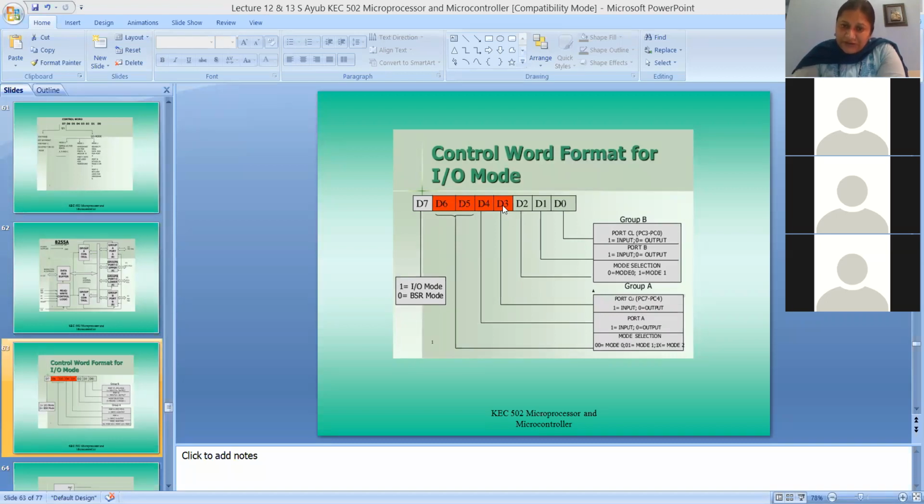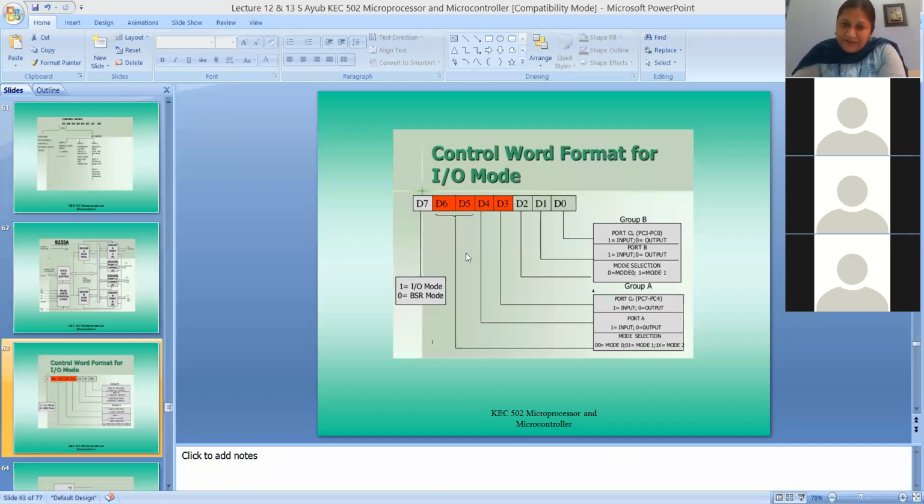Then coming to D3 bit, this is assigned for port C upper. If this bit is 1, then port C upper is assigned as input. And if this bit is 0, then port C upper is assigned as output port. Port C upper is the combination of 4 bits, PC4 to PC7. And D4 bit is assigned for port A. So if this bit is 1, then port A is input. If this bit is 0, then port A is output.